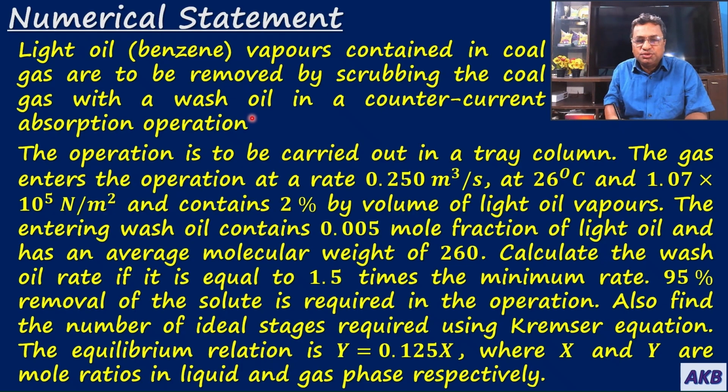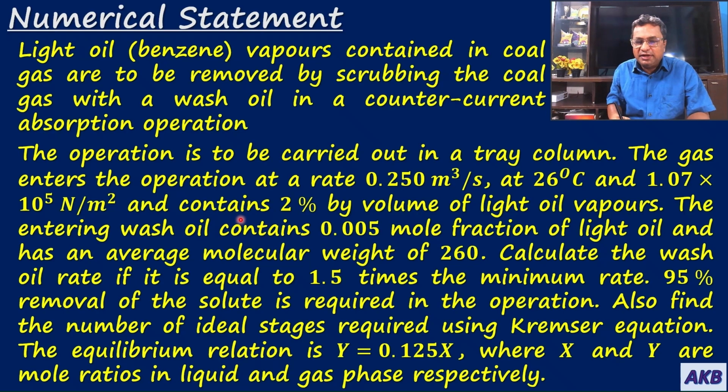So the operation used is counter current absorption operation, and the solvent used is a wash oil. The operation is to be carried out in a tray column. The gas enters the operation. The inlet flow rate of the gas mixture is given to us, but it is a volumetric flow rate, 0.250 meter cube per second. Temperature is given, it is 26 degrees Celsius. Pressure is given, it is 1.07 into 10 to the power 5 Newton per meter square.